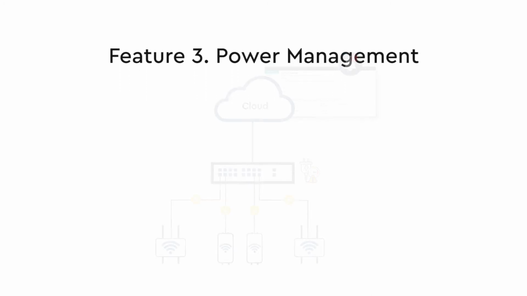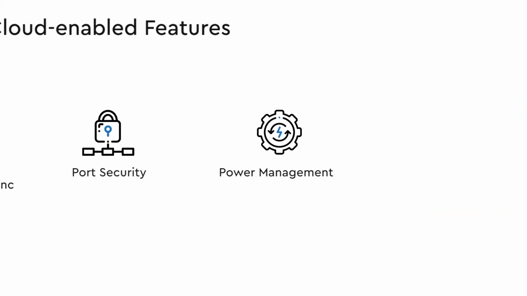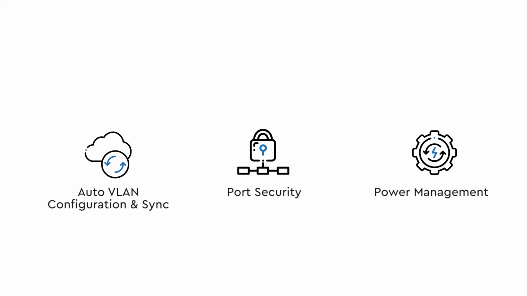Then the third feature is related to power management. ecCLOUD can automatically detect if there are ecCore or IgniteNet devices connected to the switch, and it can calculate if the total power consumption of these devices exceeds the power budget of the switch. If this is the case, then the system will generate an alert so that action can be taken by the network administrator. So here are the 3 cloud-enabled features that make switch management easier and smarter.